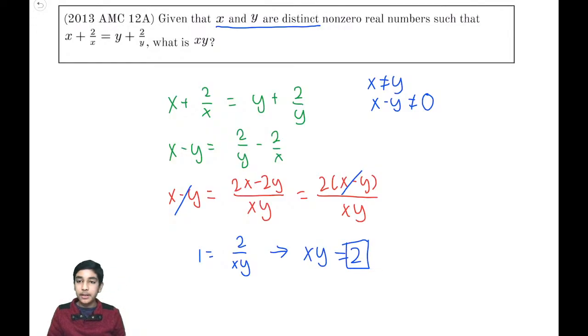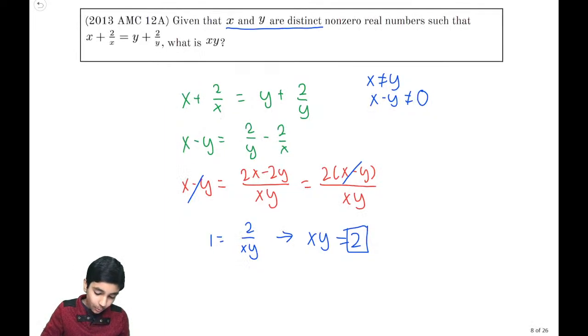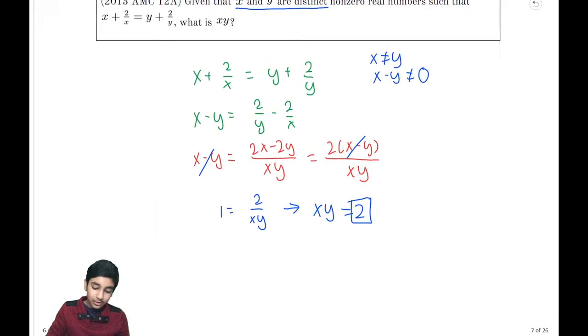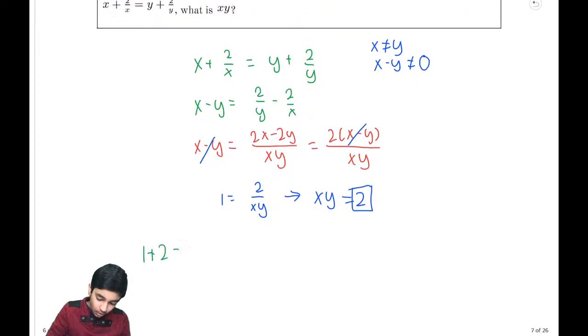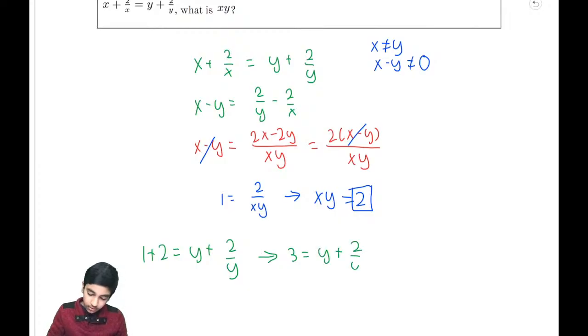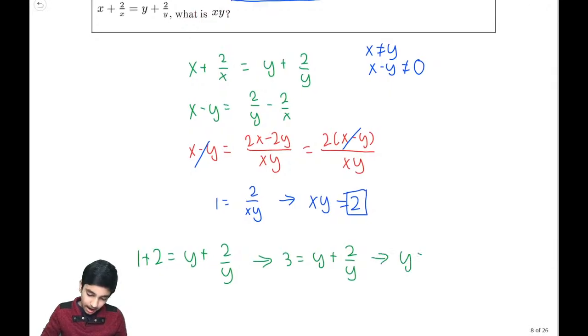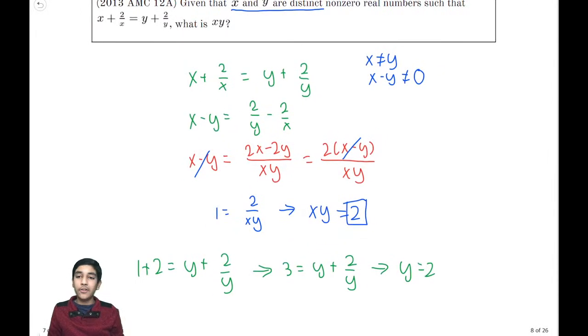And somebody actually brought up a point in the chat when I was reading it. They said that you can just assume that x is equal to 1, and then you get that xy is equal to 2. And that's a way that you can kind of hack the problem. So if you assume x is 1, then you get that 1 plus 2 equals y plus 2 over y. And then this means that 3 equals y plus 2 over y, which means that y is 2. So that could be a way that you can maybe hack the problem. And then from there you can see, okay, x is 1, y is 2, then the product is 2.